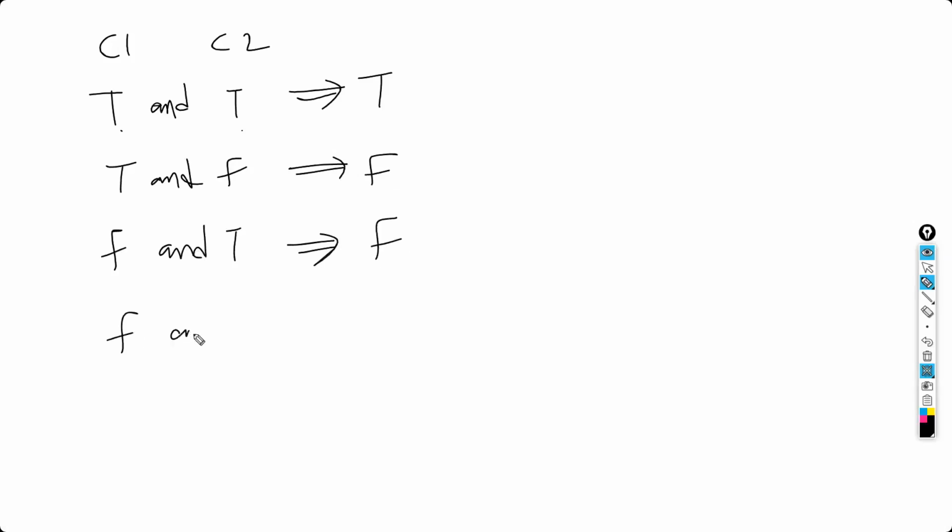Now false and false. What is the output? This is also false. Here two conditions failed, but if even one condition fails, the output is false. One condition failing means false.